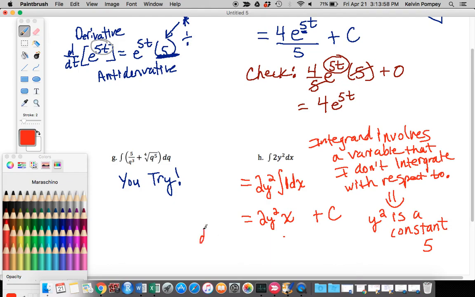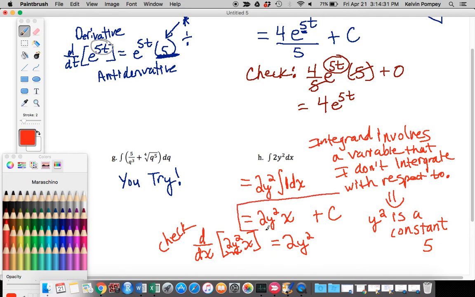Note, if I do the derivative, and this is going to look very weird, to check myself. If I do the derivative with respect to x of 2y squared x plus c, this x is not a constant. This x is a linear term. And the derivative of my linear term is the number that's multiplied out front. Since y is a constant, it's like a number. I get the 2y squared. All right? And so there we have it.